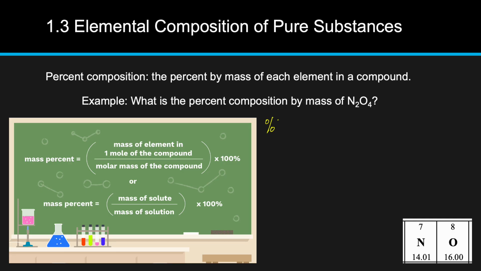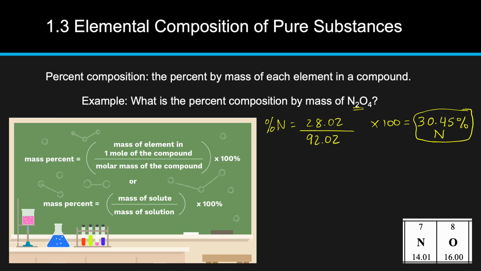If I'm looking for percent nitrogen, I want the mass of nitrogen. I have 2 of them, so 2 times 14.01, divided by the mass of the entire compound. So I have 2 times 14.01 plus 4 times 16. That would be the molar mass of the entire compound. And then you multiply by 100. That gives us 30.45% nitrogen. Then you could do the same thing for oxygen and put the amount of oxygen over the entire compound, or you can just subtract this number from 100. It doesn't matter, you'll get the same answer.